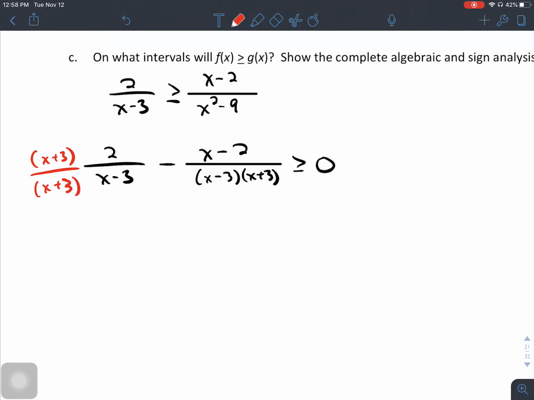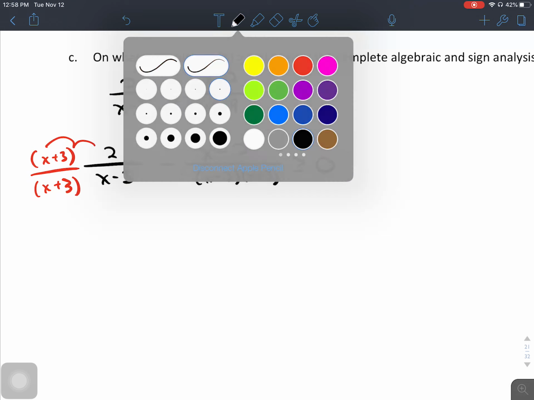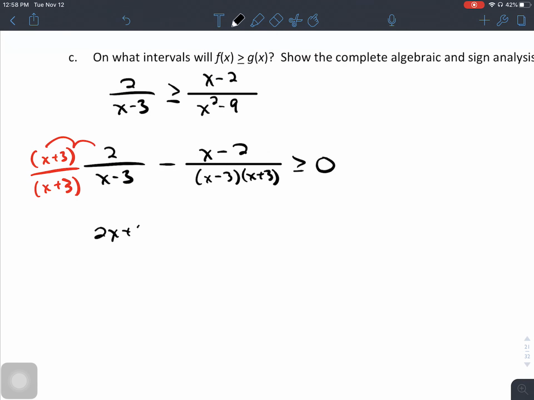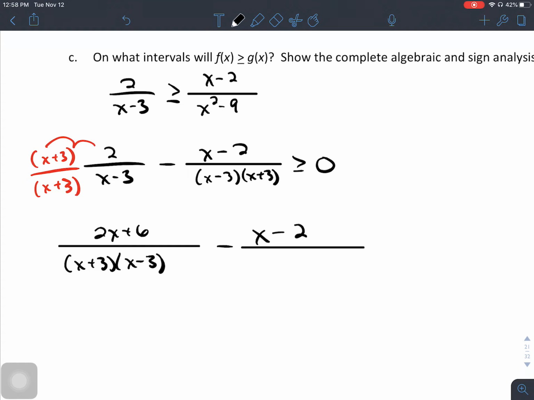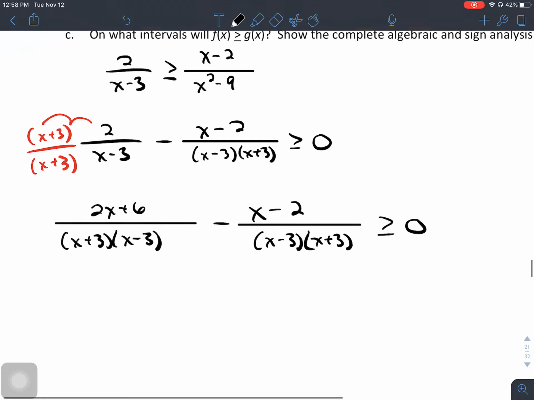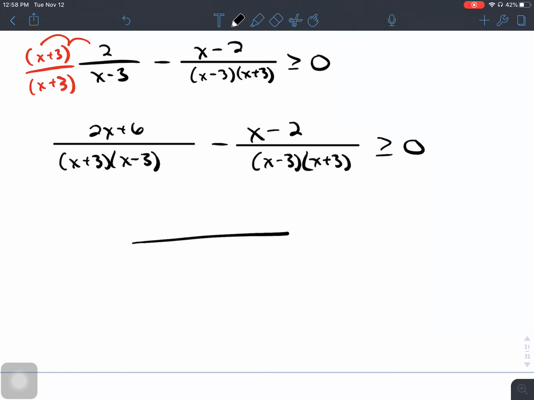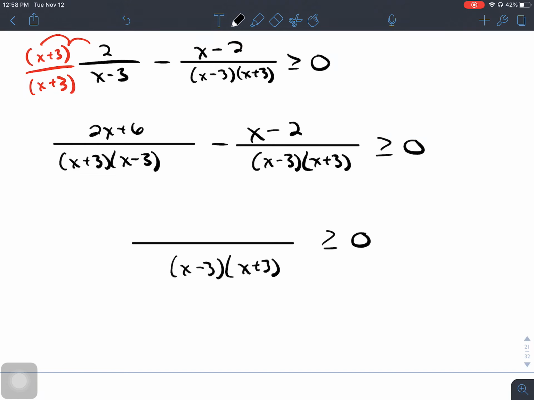If I distribute this 2 to this, I'm going to get (2x plus 6) over the sum of x and 3 times the difference of x and 3. Now I get common denominators. Minus a fraction, (x minus 2) over (x minus 3) times (x plus 3). To make this one fraction, the denominator we only use once, and we subtract the numerator.